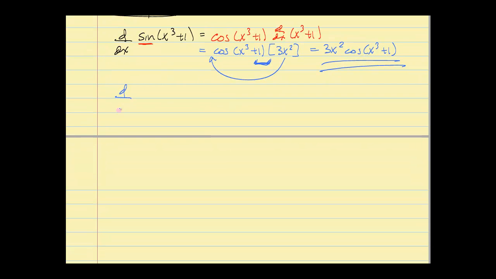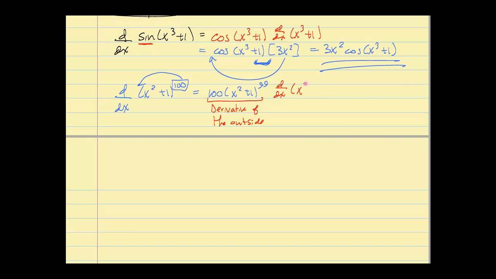So let's look at the derivative of (x squared plus 1) to the 100th with respect to x. Now, remember, we need the derivative of the outside. So what I do is I bring this 100 down, decrease the exponent by 1. That is the derivative of the outside. Now I need to take this times the derivative of the inside. So that's the derivative of x squared plus 1 because that's the inside component.